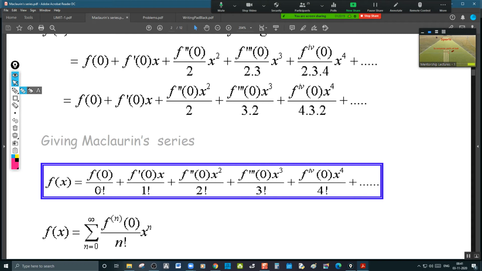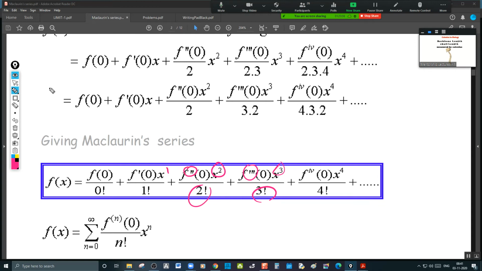So f(x) is equal to f(0) by 0 factorial plus f dash 0 into x by 1 factorial. You can see it is clear: x power 1 and factorial 1 with the first derivative; second derivative, power 2, 2 factorial; third derivative, power 3, 3 factorial. This is what you have to understand. If I say it like this, you may not get a clear picture of the working, so let me take an expansion and prove it.